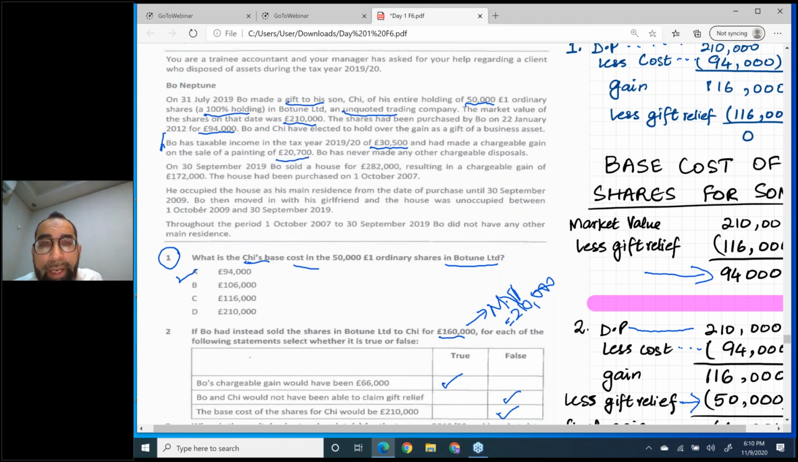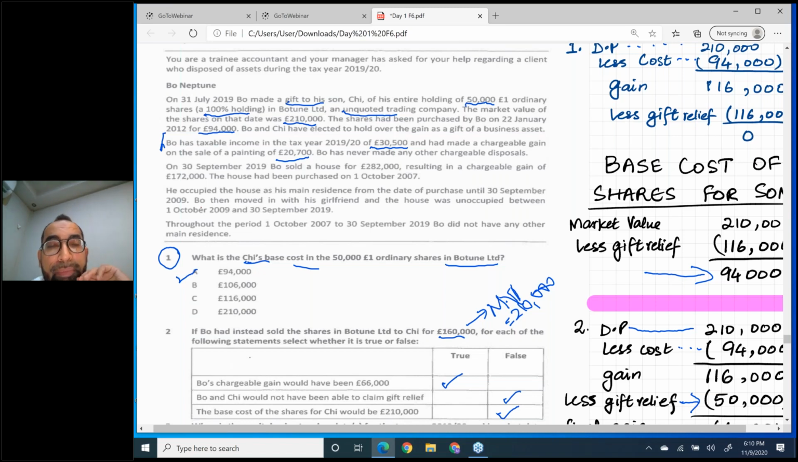Don't go fast. Look here. First tell me, is a painting a residential property? No, a painting is not a residential property. Is a painting a running business? No. So no entrepreneur relief, no more RPG. No entrepreneur relief means no QG and no RPG. So definitely this gain is a normal gain, NG.